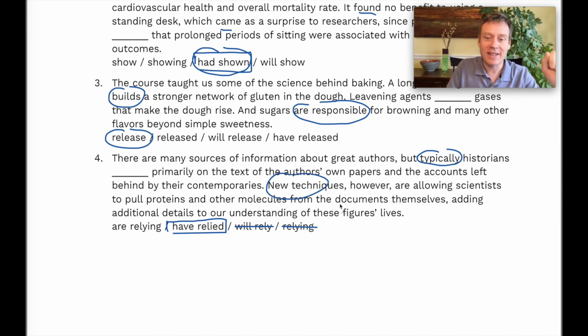The new techniques are talking about what's happening now, and then relying primarily on the text of the author's own papers. That's what happened in the past. So that's a little bit better.